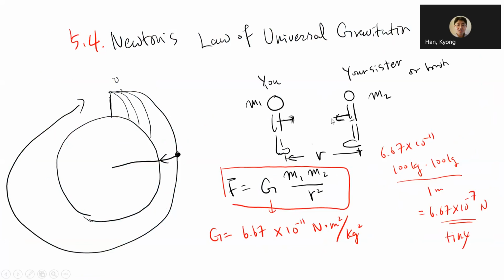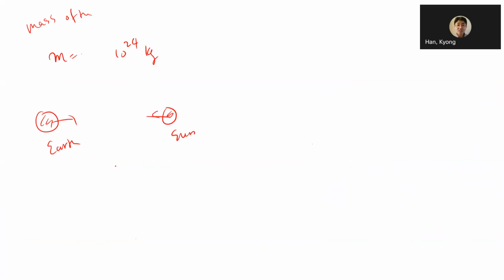But if we think about planetary objects, the situation is different. The mass of the Earth is about 10 to the 24 kilograms, really big. In this case, the force is significant, such as between the Earth and the Sun. Also, we can think of the Earth and the Moon. This force is significant because the mass is big.